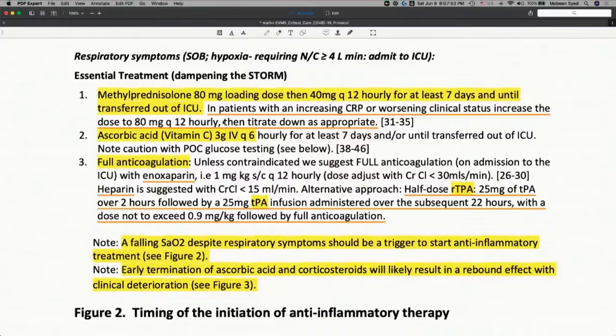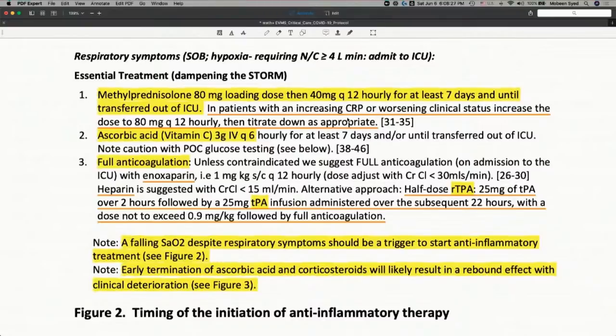So they are starting the steroids, 80 milligram and then 40 milligram every 12 hours, 7 days. Then look at this in patients with an increasing CRP. Now all of us know that C-reactive protein is part of the acute phase reaction. As the inflammation increases, as the immune system becomes overactive, the C-reactive protein levels are going to go up. And so this is one of the labs that we use to see how intense is the inflammation and how intense is the immune system's activity.